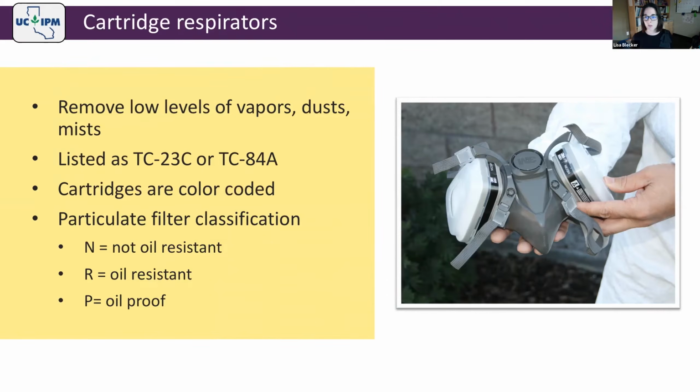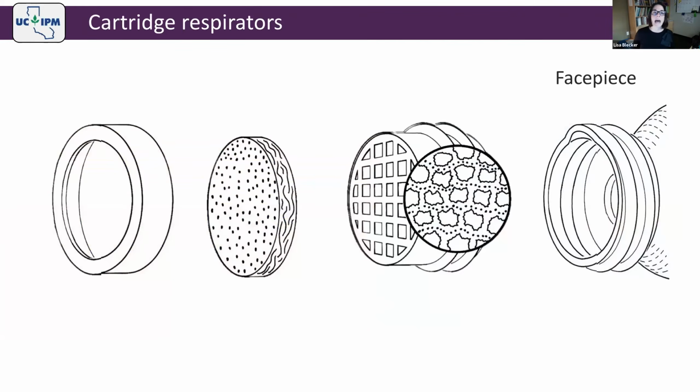Okay, so this respirator that we're looking at right now, this is the cartridge, and there's a filter on top of the cartridge. And that filter filters out dusts, mist, and spray droplets, and the cartridge filters out vapors. Okay, and so this is how a cartridge respirator is going to work.